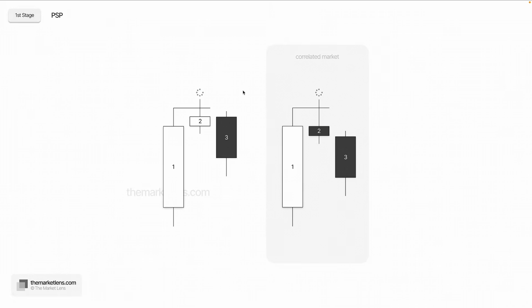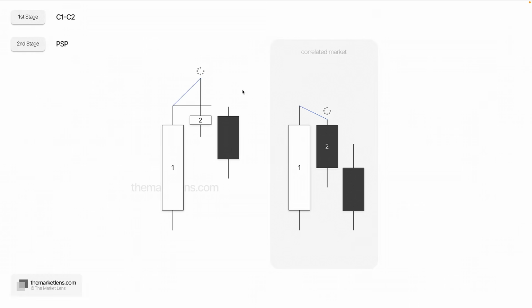Now we are going to be covering the PSP. This is a concept taught by Trader Day, so all the credit in the world to him. It's very, very simple. It is where between correlated markets, they close in opposite directions. So as you see over here, this candle closes bullish, this one closes bearish, and this indicates a potential reversal. It is as simple as that.